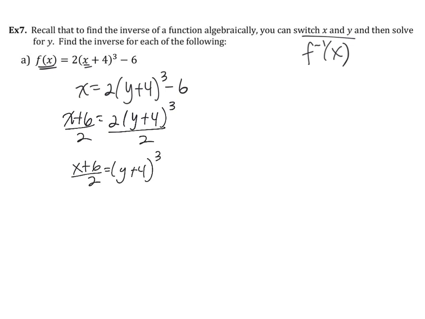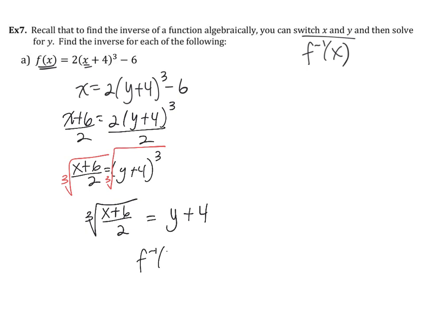Then how do I undo a cube? Well, hopefully you're saying, okay, to undo that, I need to cube root both sides. So if the quantity of y plus 4 is being cubed, I need to undo a cube by cube rooting. So on the left-hand side, I'm going to get the cube root of x plus 6 over 2. And on the right-hand side, I now just have y plus 4.